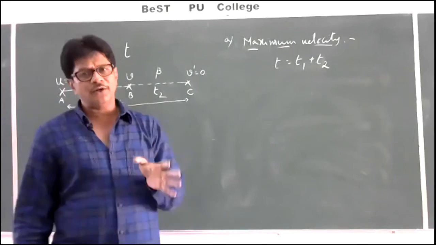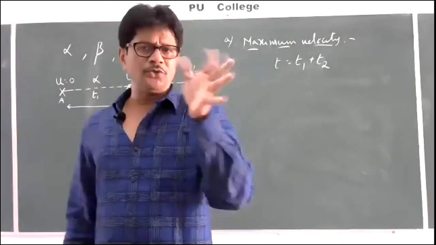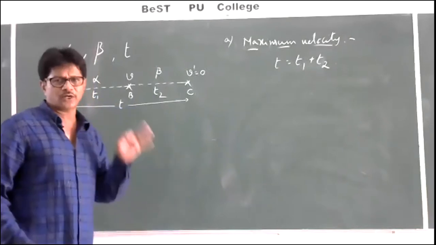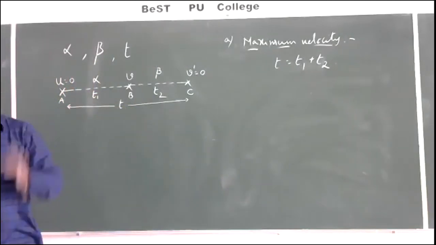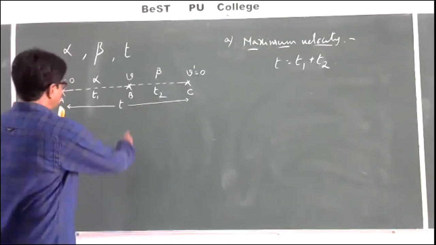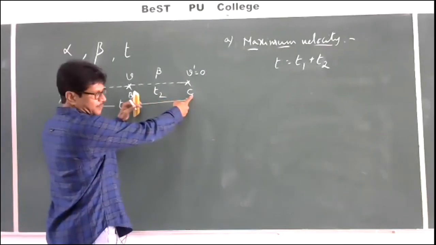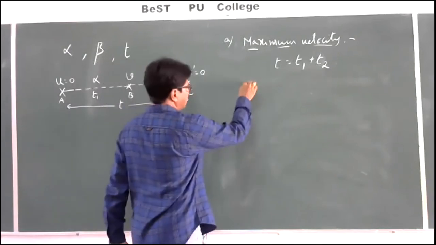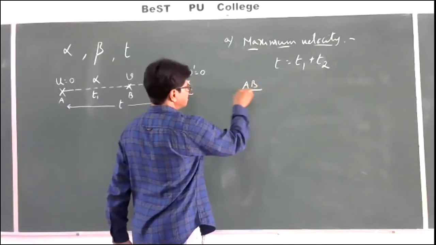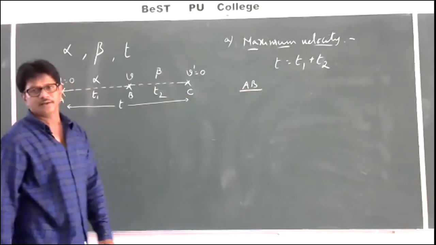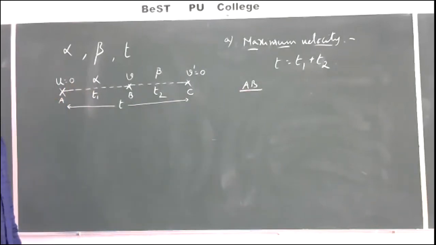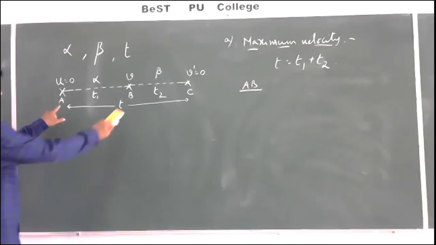Here we don't know the T1 value, and we don't know the T2 value also. So first I would like to find the T1 and T2 values. T1 is related to AB and T2 is related to BC. So first I am going with AB, only AB.